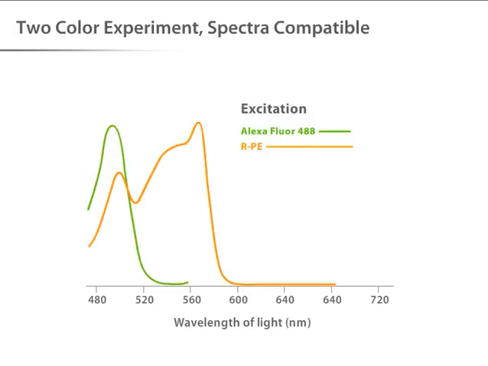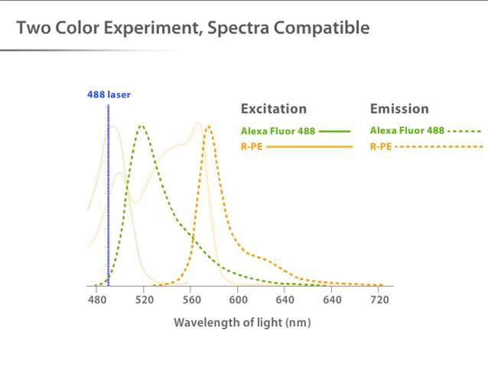What if we want to do a two-color experiment? We need to look at the spectra of the two fluorophores to see if they are compatible. Alexafluor 488 and phycoerythrin, or RPE, are commonly used together. For these two fluorophores, 488 nanometer light is an efficient excitation source. When excited with 488 nanometer light, you can see that the emission peaks for these two dyes are far enough apart so that discrete emission data can be collected. Compatible dyes, such as these, allow scientists to easily detect two colors from a single laser.